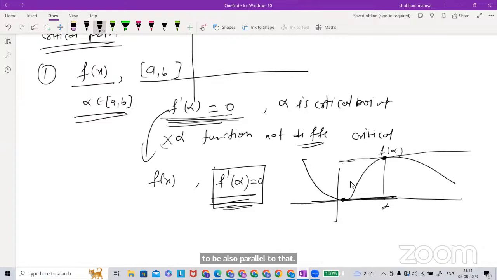Is it clear now? What is the geometric meaning of the critical point? Am I audible clearly? Yes, sir. Okay.